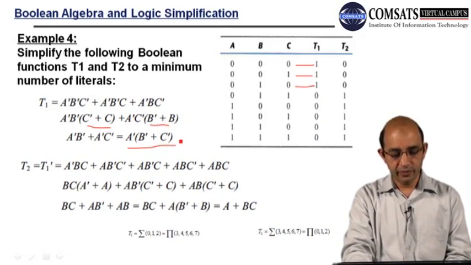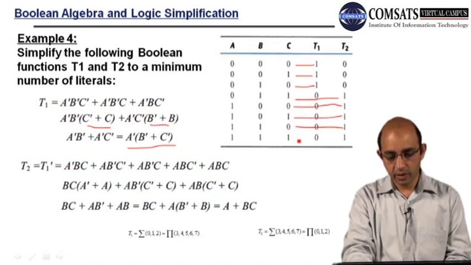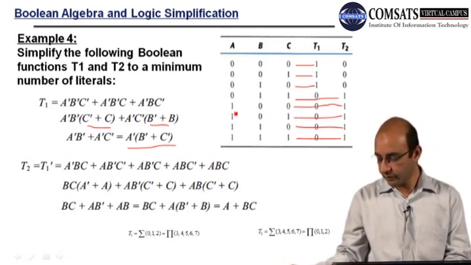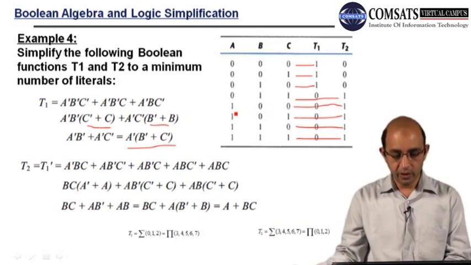And what we have to do is take the complement. T2 is equal to T1 complement, so we will be looking at the ones here, 1 1 1 1 and 1. So you can solve it yourself, but you have to take the complement, and then you will be solving this.